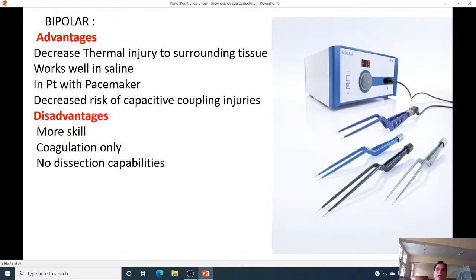Advantages: it needs minimal thermal energy. It can work with a pacemaker. It has comparatively less risk of coupling injuries, capacitive coupling injuries. We'll discuss them afterwards. And most important, bipolar can work in saline. This is important for TURP surgery. For prostate surgery, you can work with bipolar in saline. Against that, disadvantages: bipolar use requires more skill and repetitive practice. This mode is only for coagulation, and bipolar has no dissection capabilities. On the right side, this is a bipolar machine where you can see different types of forceps. Practically, most of the machines now have monopolar and bipolar together.